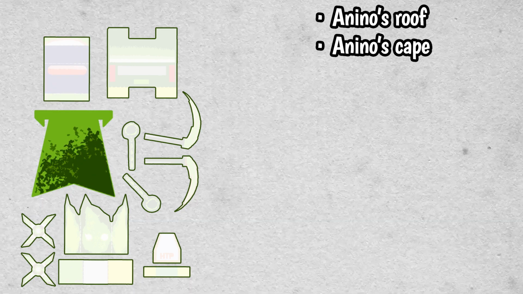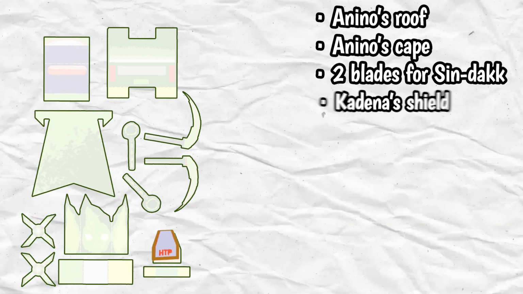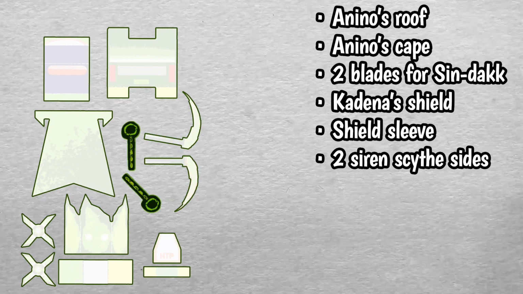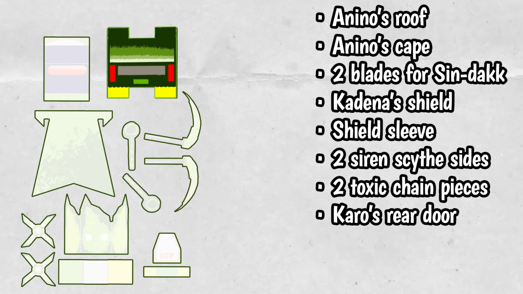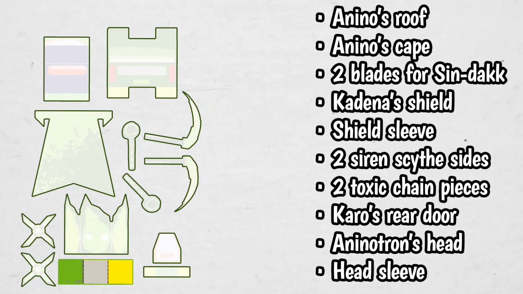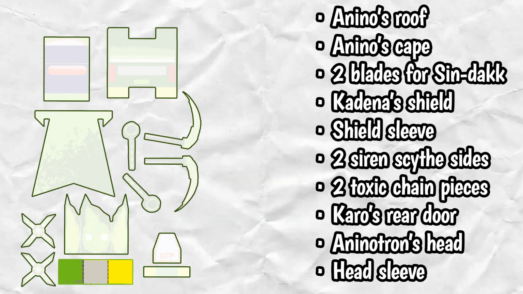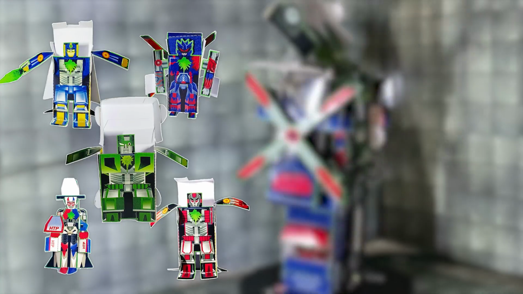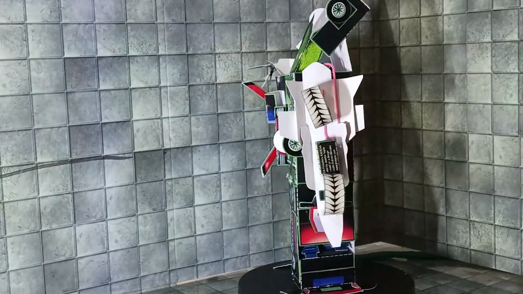Aninotron's toy card is composed of Anino's roof, Anino's cape, two extra blades for Sindak, Cadena's shield and the sleeve that goes along with it, two sides for Cadena's siren scythe, two toxic chain pieces for Cadena, a big rear door for Garo, and Aninotron's head and accompanying sleeve. Wow, so nothing for Dilim, huh? Poor guy. So with the fully assembled Anino, Sindak, Dilim, Cadena, and Garo, they form together to make Aninotron.